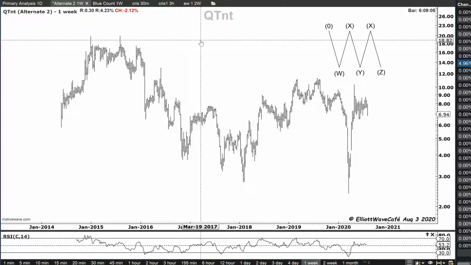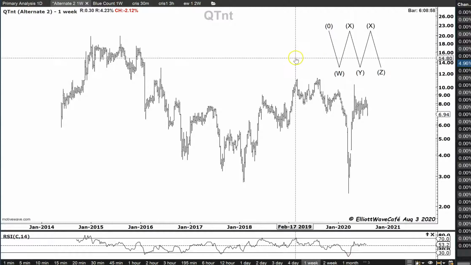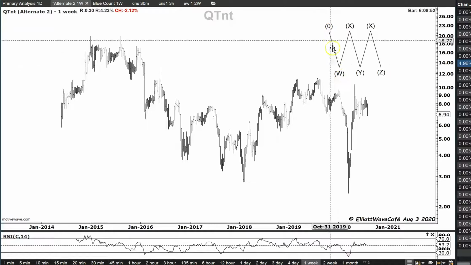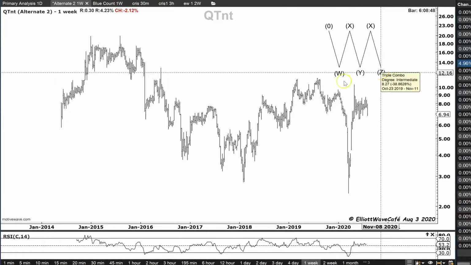So long story short, a triple zigzag is nothing else than, as the name implies, a series of zigzags, right? So you have a zigzag in this wave W, you have a zigzag in this wave Y, and then you have another zigzag in this wave Z.